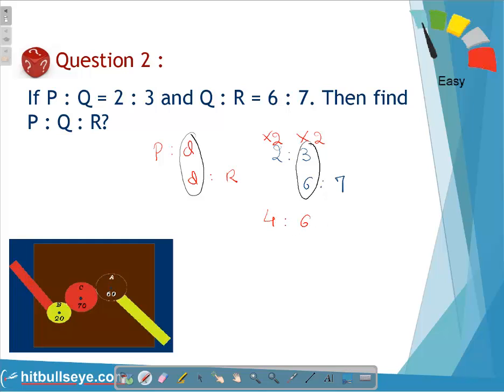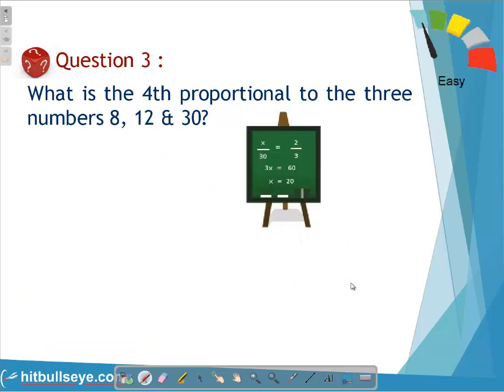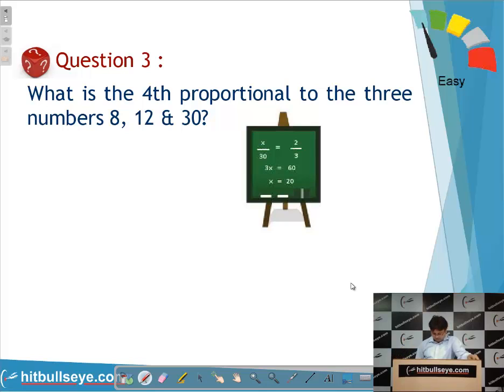So it becomes 4 is to 6 as 6 is to 7. Now we could equate this 6 and get the desired result as 4 is to 6 is to 7. I hope it's clear how to make a continued proportion by equating some values. Let us see another basic question.